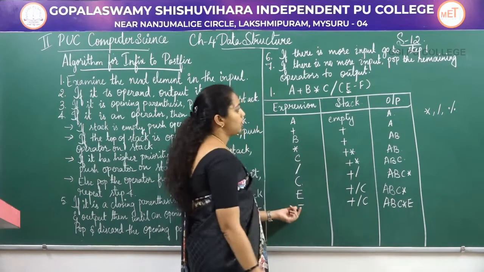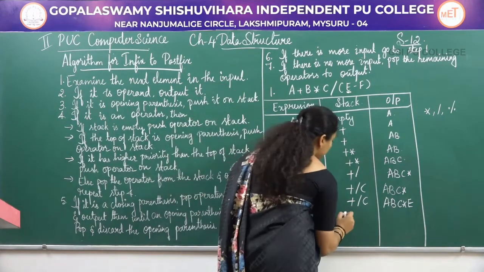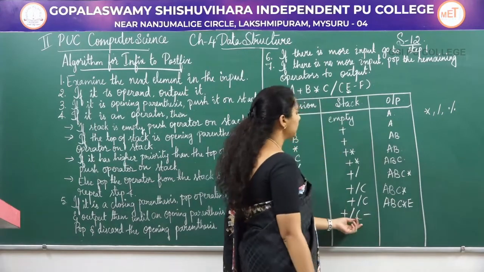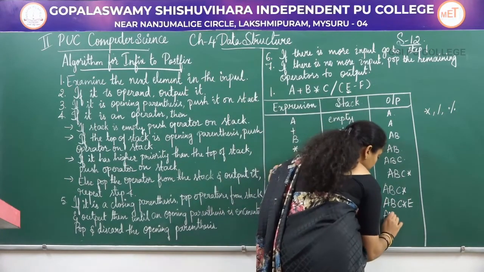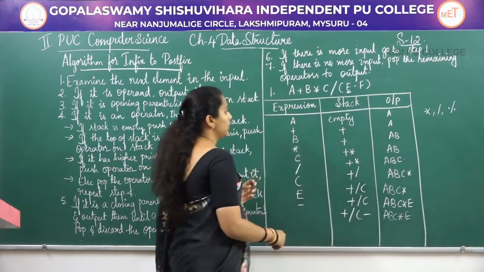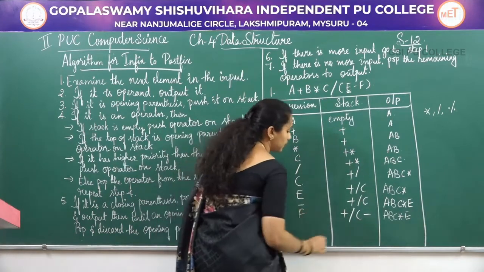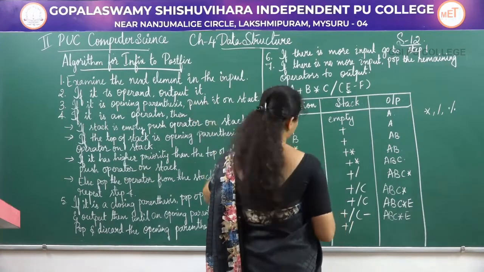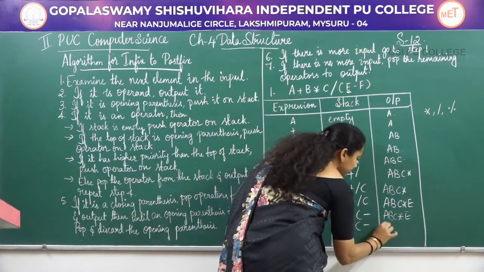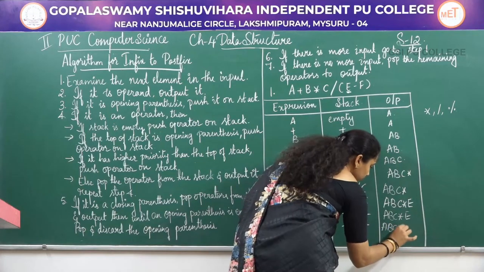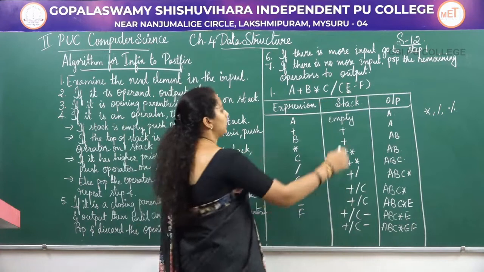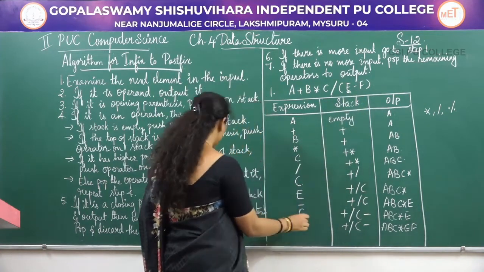Next, minus is an operator. So we are pushing it into the stack. Next is an operand, that is F. We are going to output it. E F. Next is closing parenthesis.